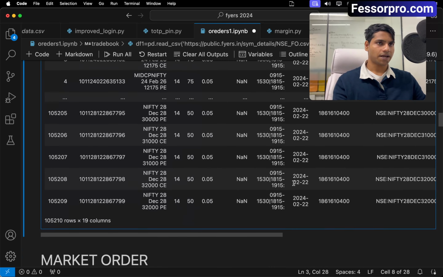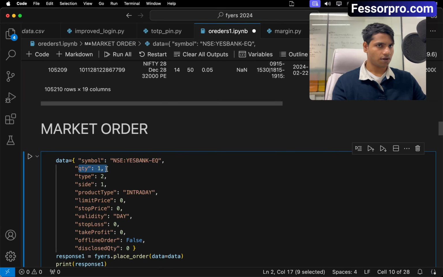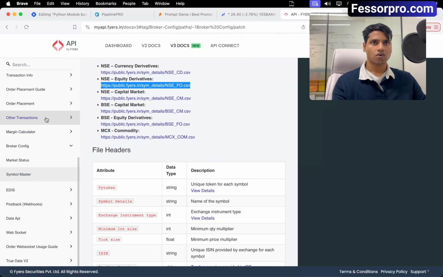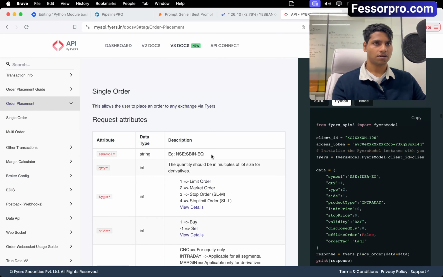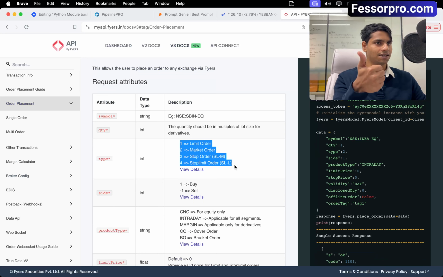Okay, let's come back to the market order. The first was the name, the second was the quantity, the third is the type. Now what is this type? Let's look at the documentation. If I go to order placement, you see this type, they have provided four different types. The first is limit, second is market, third is stop order, and fourth is stop limit order. Let's discuss each one of them one by one.